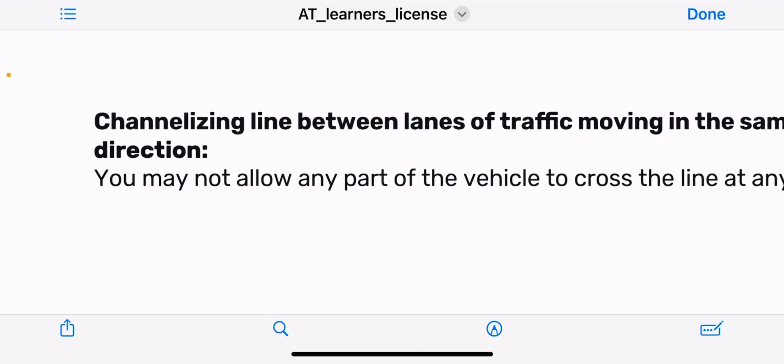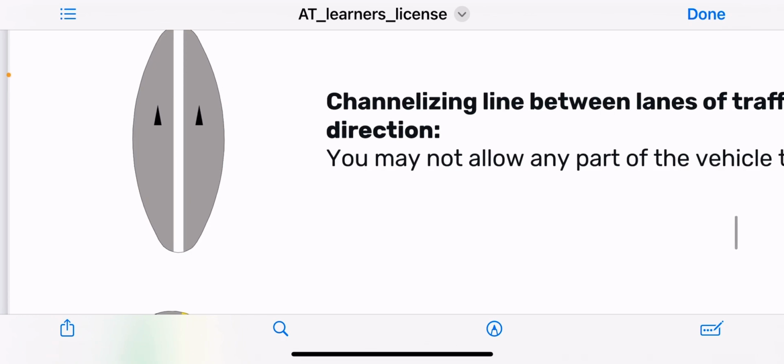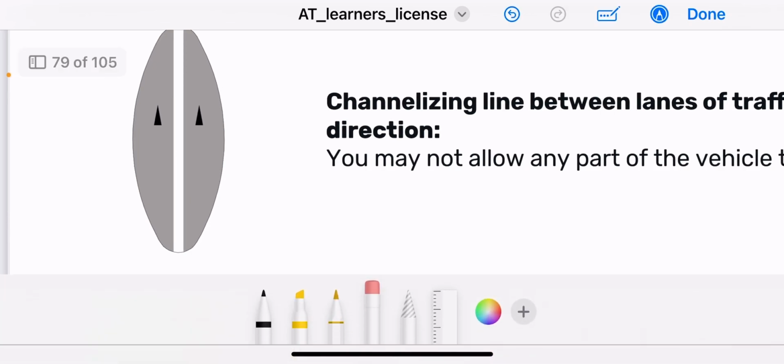This line, you find it between the lanes of traffic moving in the same direction. What do we mean? This is the road.